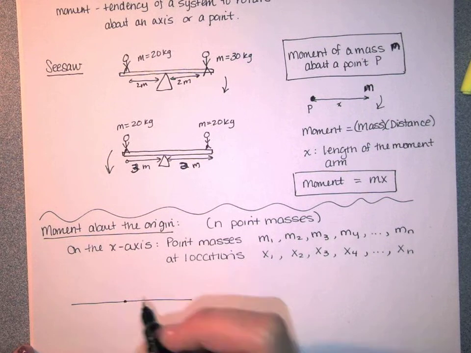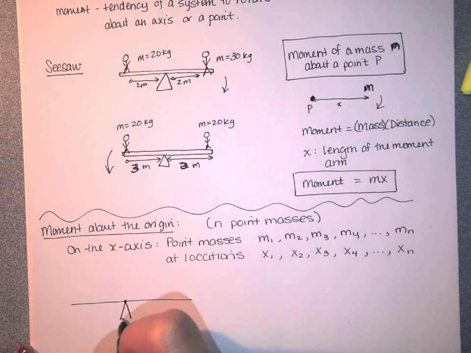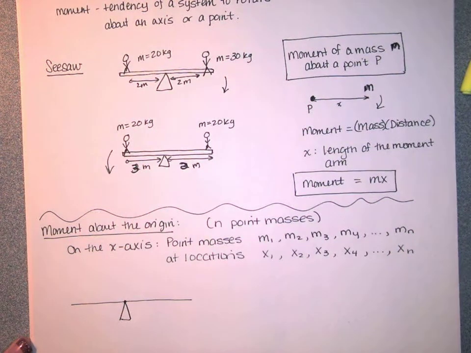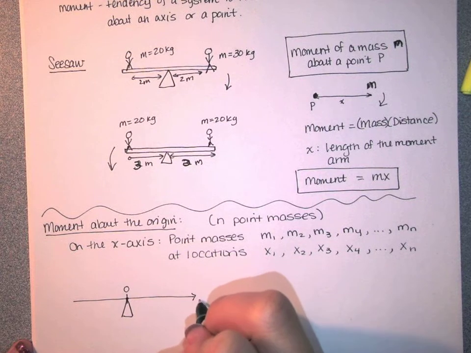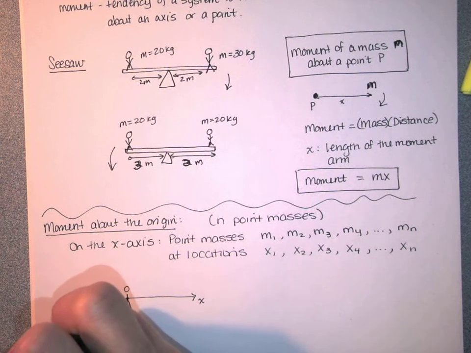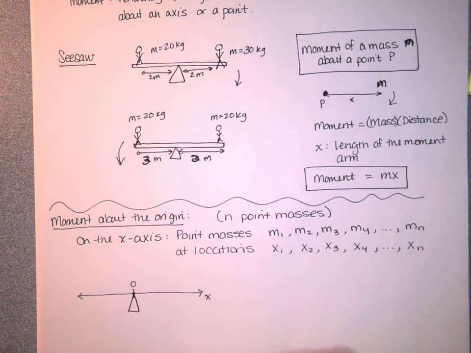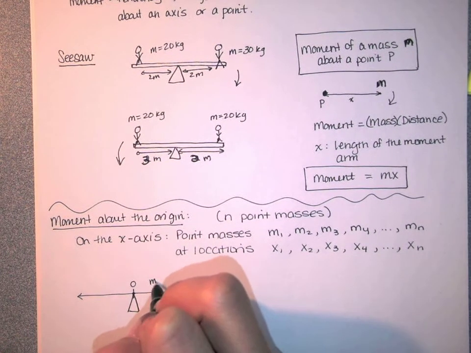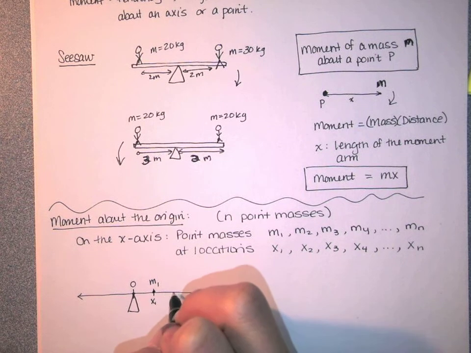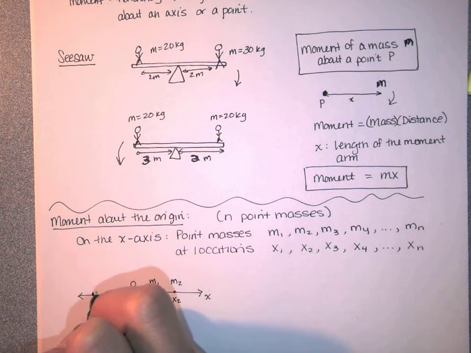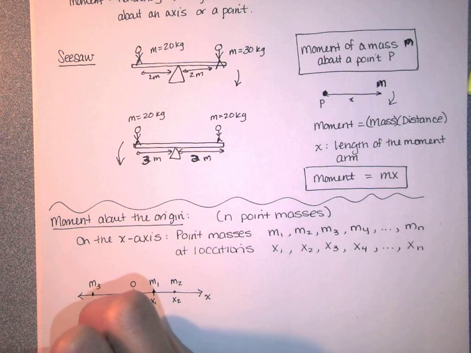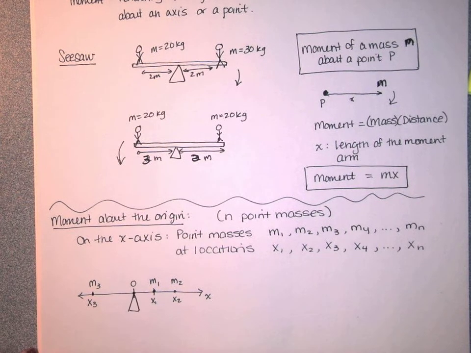So our fulcrum, that center point, that balance point at the middle of the seesaw, that's where the origin is. We're going to treat this as the positive x direction, and this is the negative x direction, just like we're used to. So mass 1 is at x1, and mass 2 is at x2, and mass 3 is at x3, and so on.